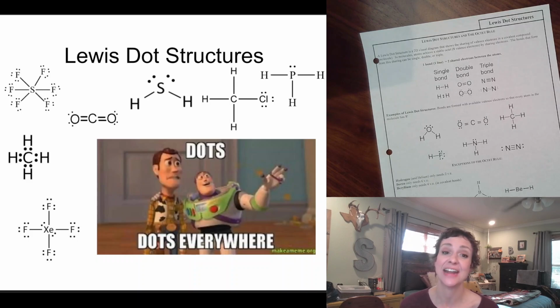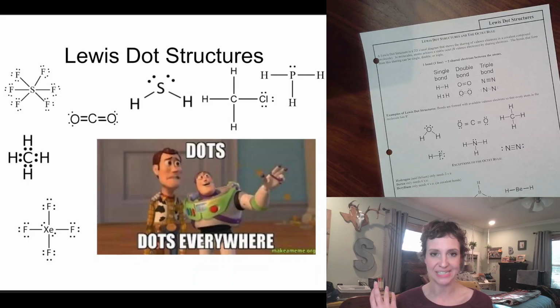Today's lesson is on how to draw Lewis dot structures. So we've seen dot structures before in my class. We've drawn dot structures for individual atoms of an element, where we would look at their location on the periodic table and represent how many valence electrons that atom would have with dots around the element symbol.